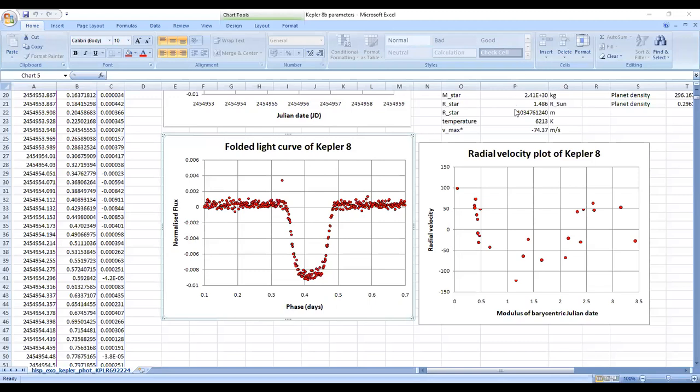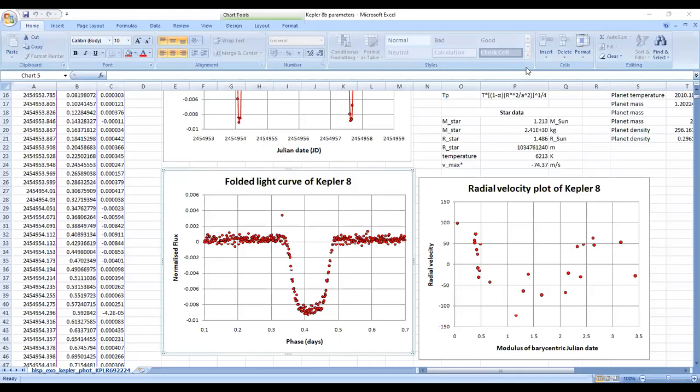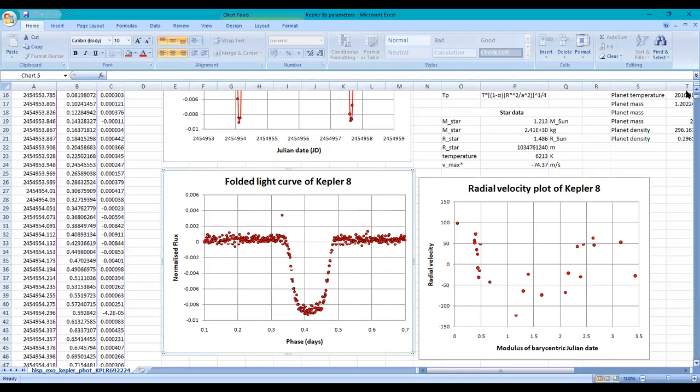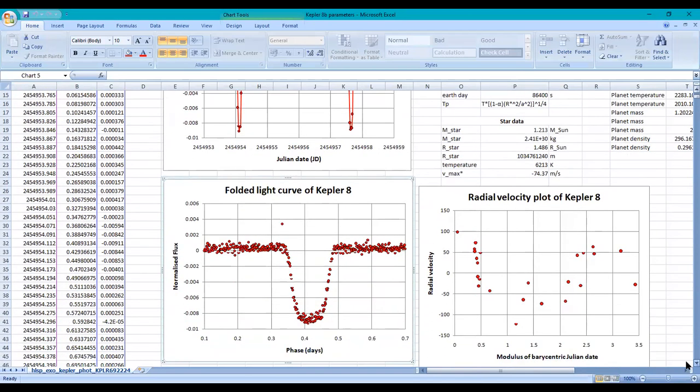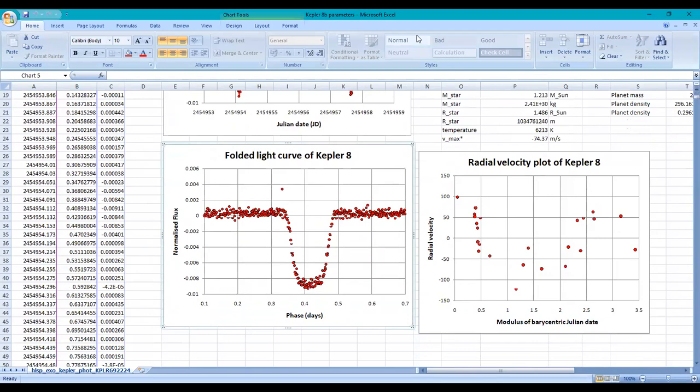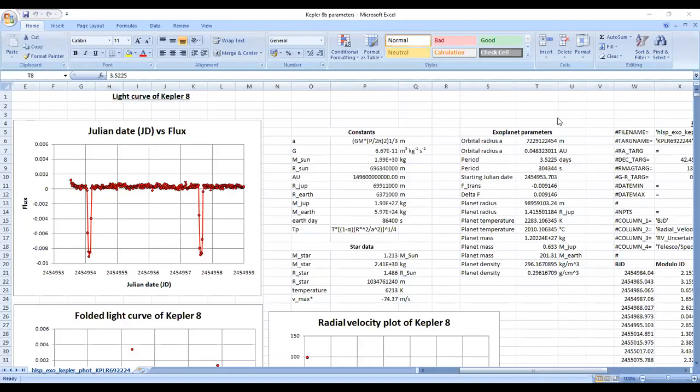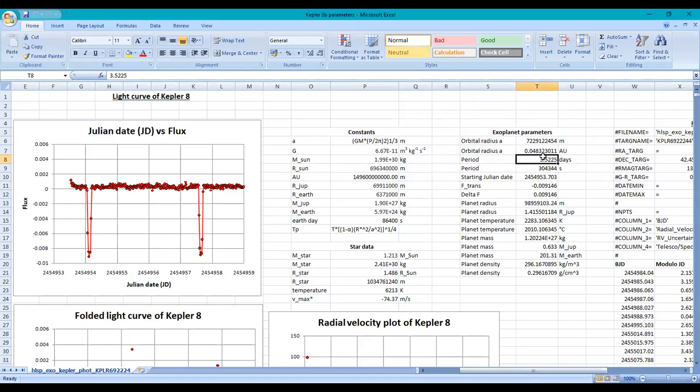To obtain the folded light curve of Kepler-8, the modulus of Julian date is found out with respect to the period of revolution. This is the modulus of Julian date, labeled modulus of JD here. Plotting modulus of JD versus flux gives the folded light curve of Kepler-8. To determine the period of revolution of the exoplanet precisely, it is varied in very small amounts till a single smooth curve is obtained.